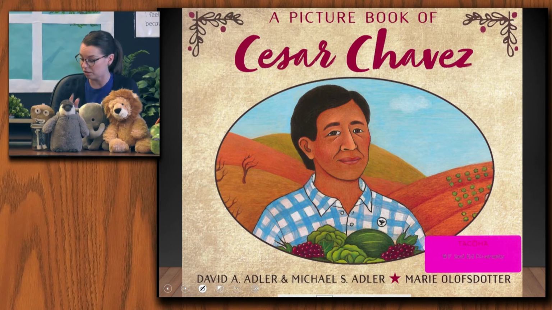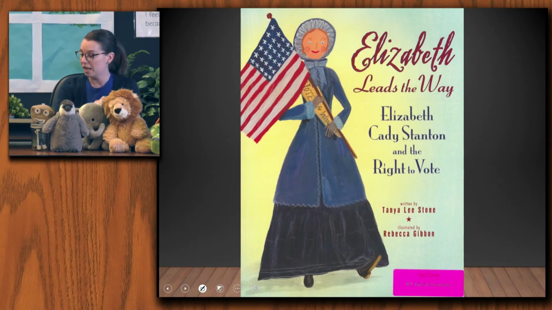Another example is Tanya Lee Stone. I've heard Tanya. I should have researched that. Names are important. She wrote a book about Elizabeth Cady Stanton and the right to vote. She felt inspired by the work that Elizabeth Cady Stanton did for women's rights and the right to vote. She wanted to and was able to research her further.